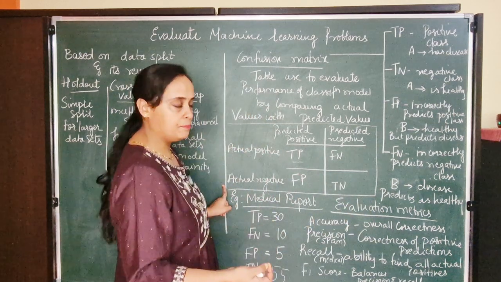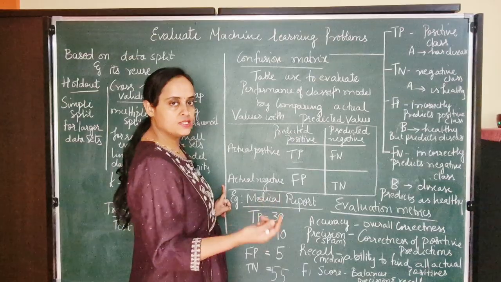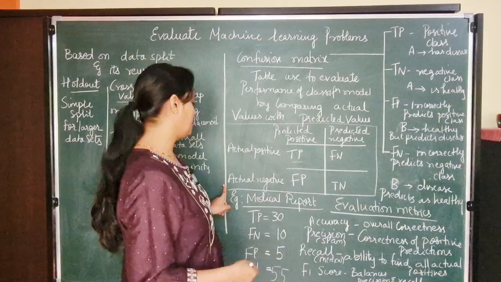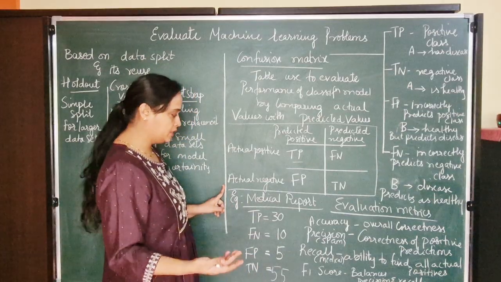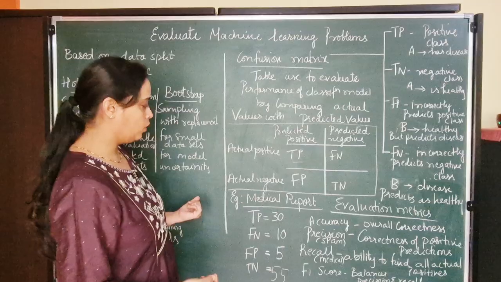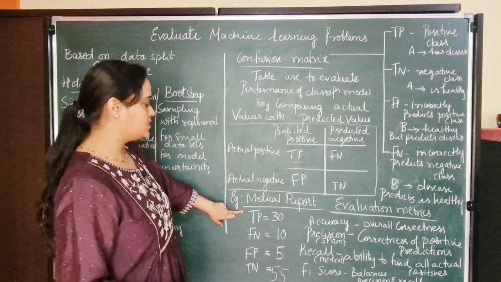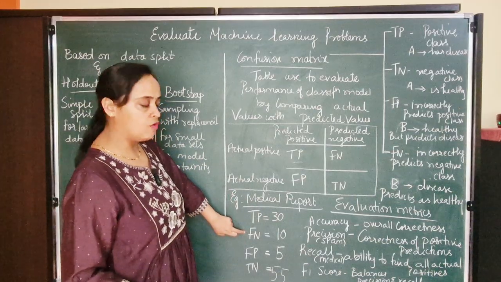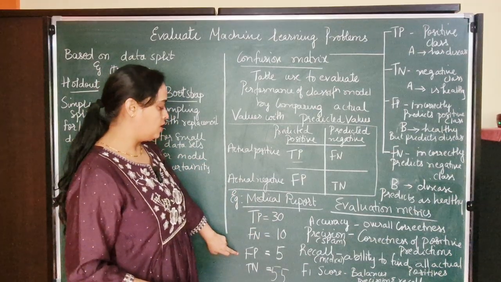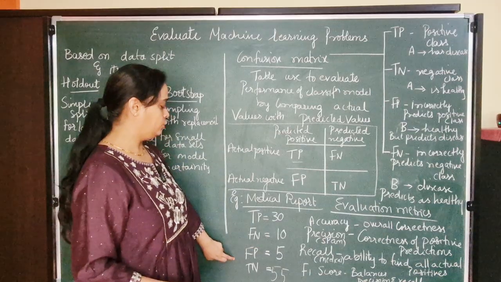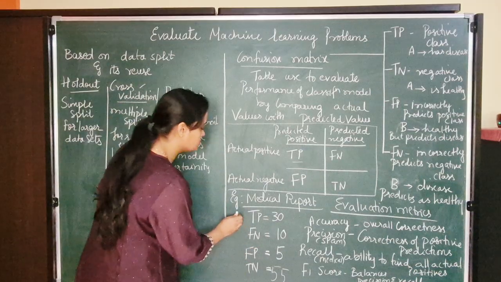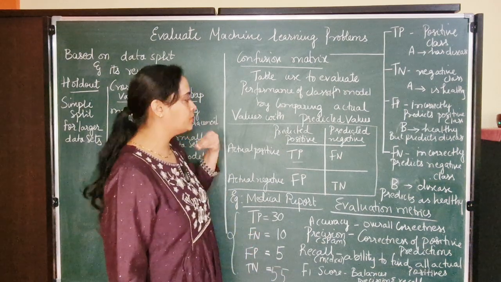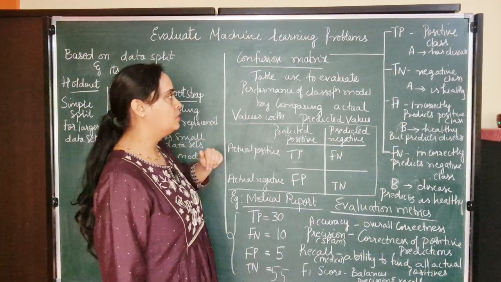Now in the problem, if a certain data set is given to you, you need to represent the data in terms of a confusion matrix. Let's take one example. Let's assume there is a medical report being generated, where TP is 30, FN, that is false negative, is 10, false positive is 5, and true negative is 55. These are the data which is available. Now let's understand these parameters and put them back in this confusion matrix.